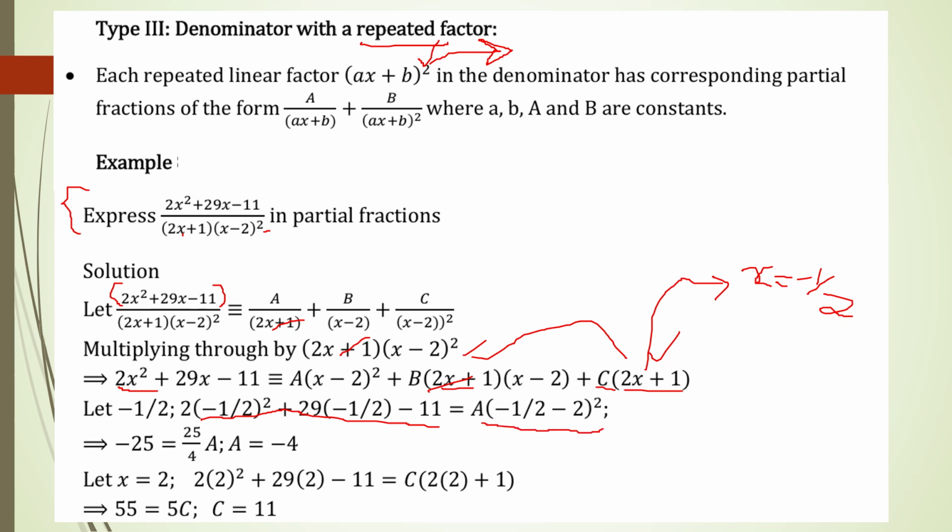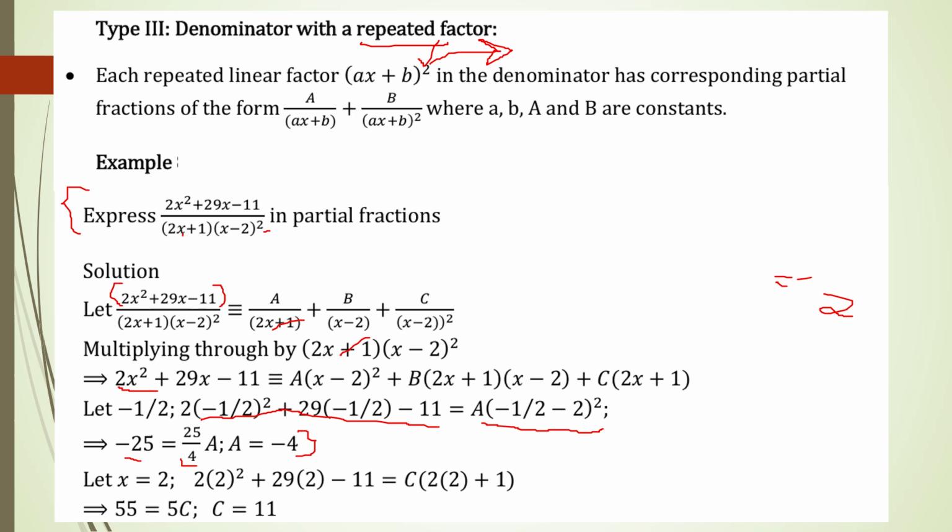So in simplifying, you're going to end up with negative 25 to be equal to 25 over 4 A. So if you make A the subject, you're going to end up with your value of A to be equal to negative 4.